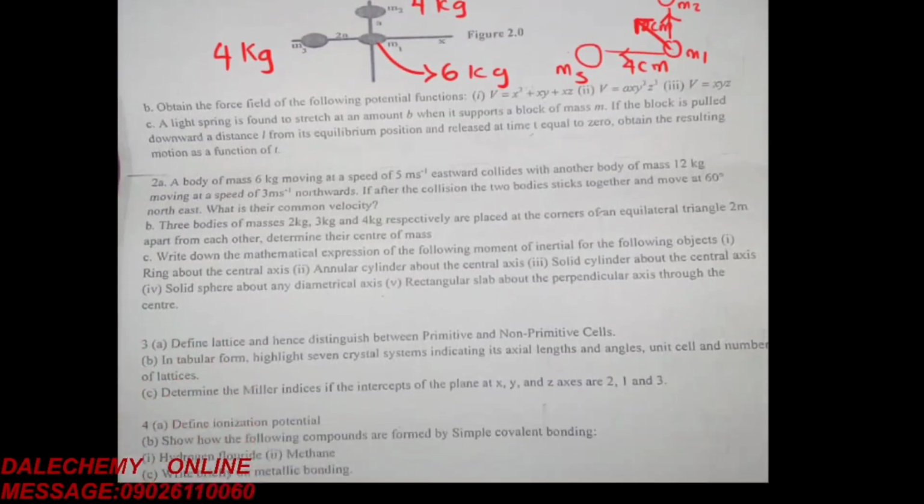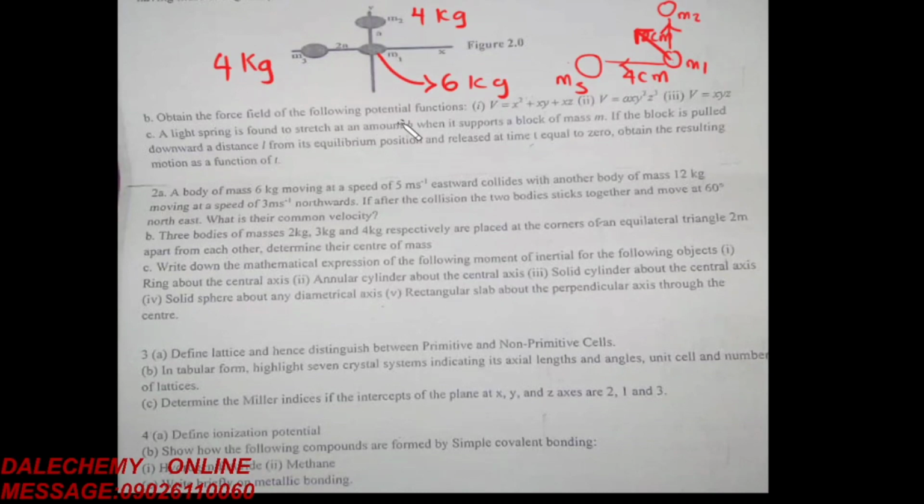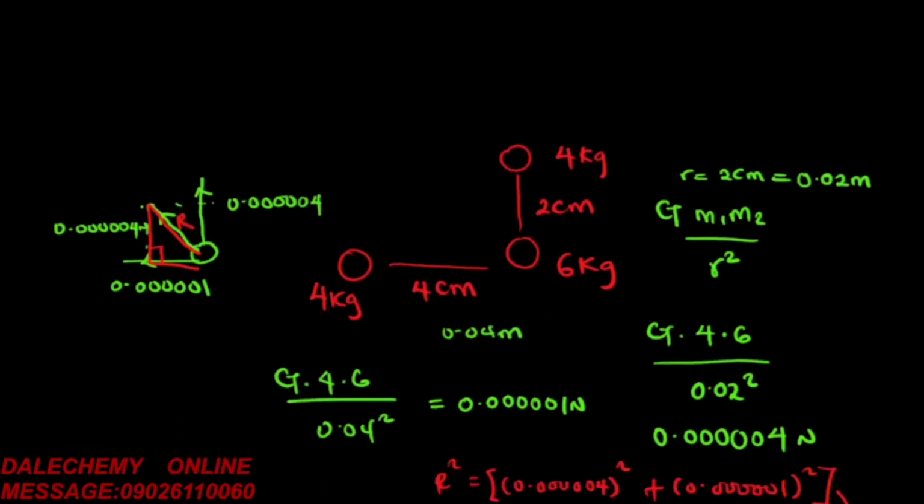Now for the second question, you're asked to obtain the force field of the following potential function. So if you want to obtain the force field of a potential function, the way you go about that is, remember, your force field F is related to the potential function by this formula: d of your potential function over dr. Generally it's actually dV over dr, but because r is also a position vector, it can be x, y, and z, so you just have to split it.